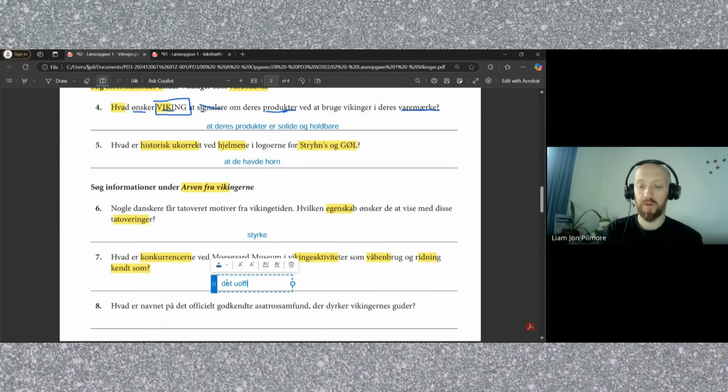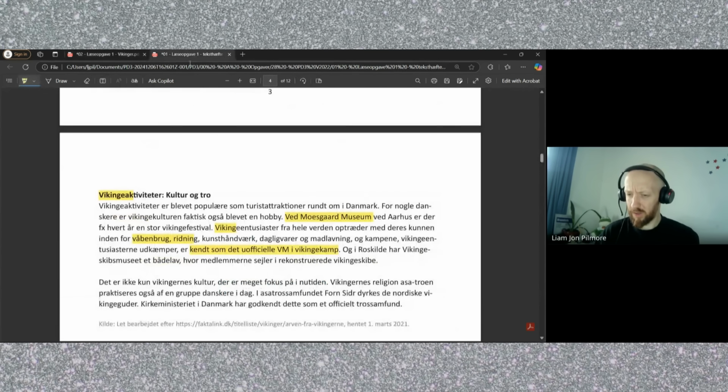The uofficielle VM i vikingekamp. Let me double check that because that was quite a long answer. VM i vikingekamp. Yeah, perfect. So you can see, right? Often the controls in this sense is you're hitting the same buttons as what you've read. You're in the question and in the text, right? You're often almost copying the answer.